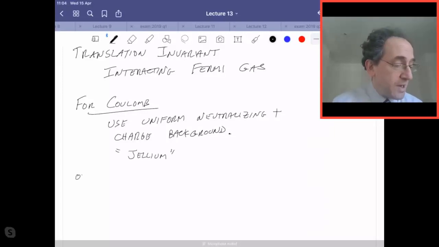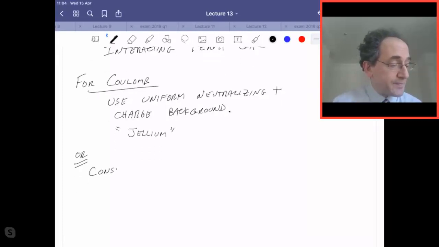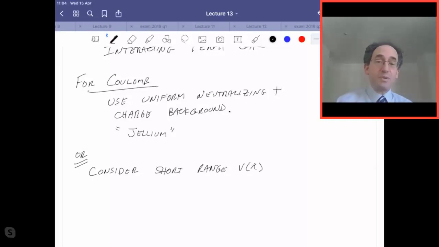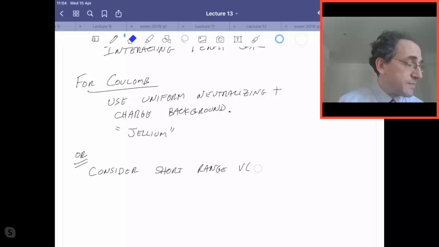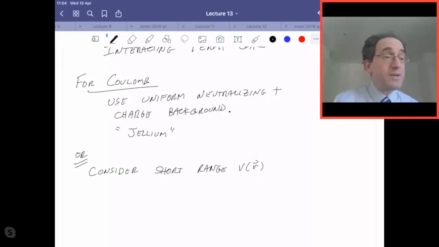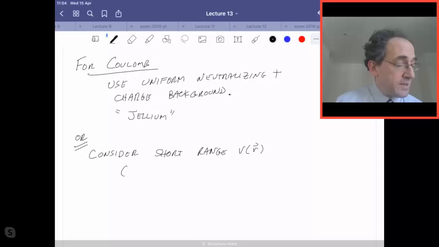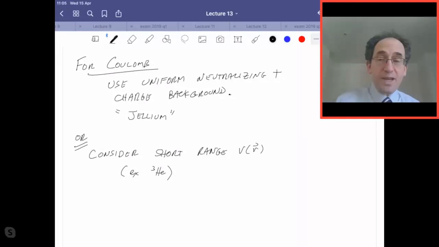Another possible route to controlling this divergence is to just consider a short-range interaction V of r between particles. Now, that's not appropriate for electrons because electrons have Coulomb interaction, but it is appropriate for example for helium-3 fermions, which do interact with each other via a short-range interaction, and also possibly for cold fermionic atoms if one is interested in cold atom physics. So either one of these is a good way to control this problematic divergence.